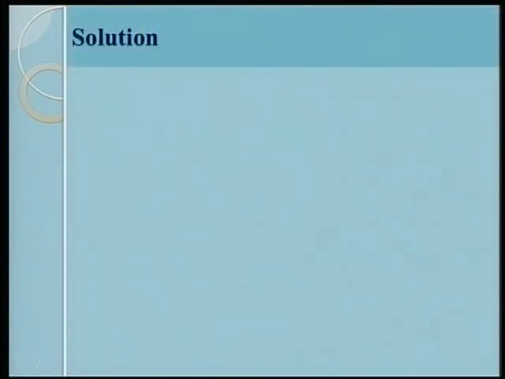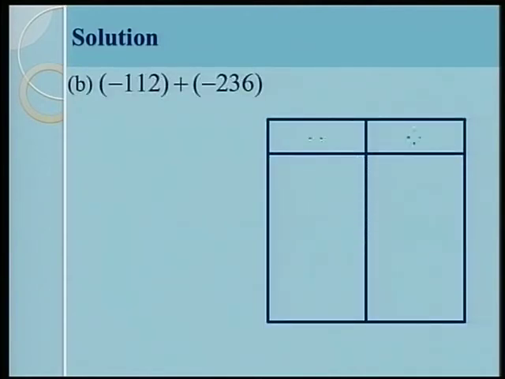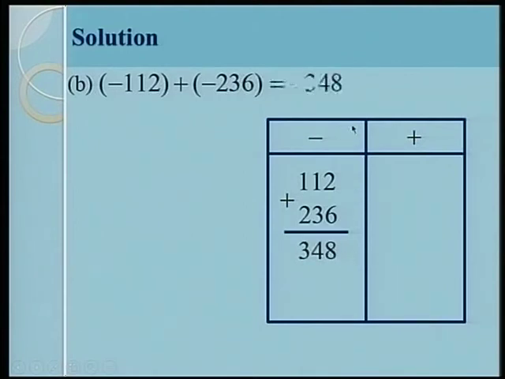We look at the solution for part B. We again draw a negative column and a positive column. We will place 112 in the negative column, and here, students, both numbers are negative, so both numbers will be placed in the negative column. Then we add both numbers, which gives 348. The answer will be negative 348.